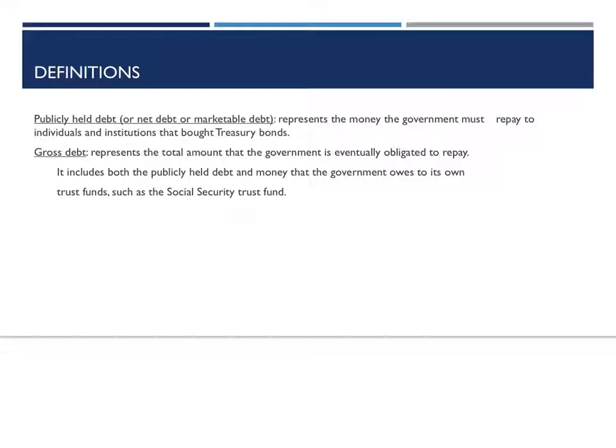Gross debt is the total amount of money that the government is obligated to repay, whether that means to everybody else or to itself. The government borrows from itself, like it takes money out of the Social Security Trust Fund and uses it for other things, and that is money that it is supposed to repay, and the problem is they're not, which is why Social Security is going broke.